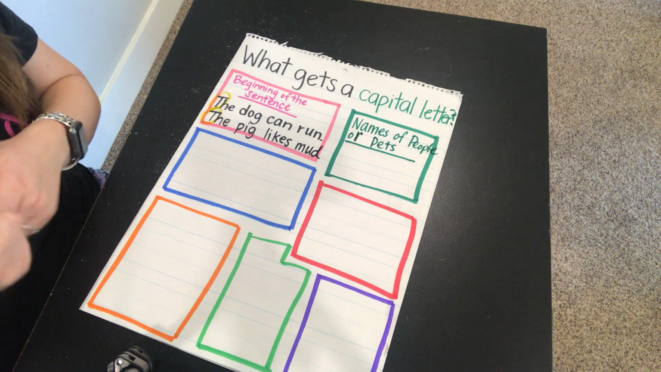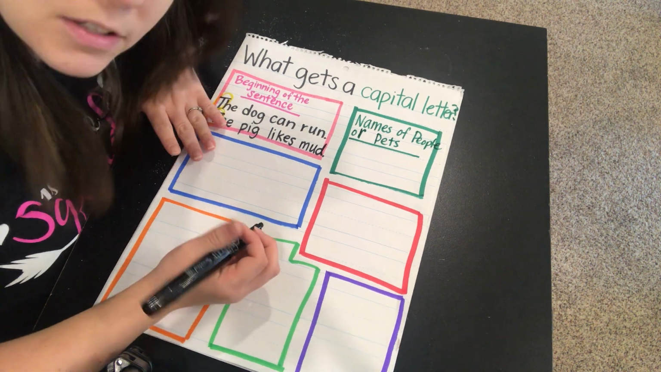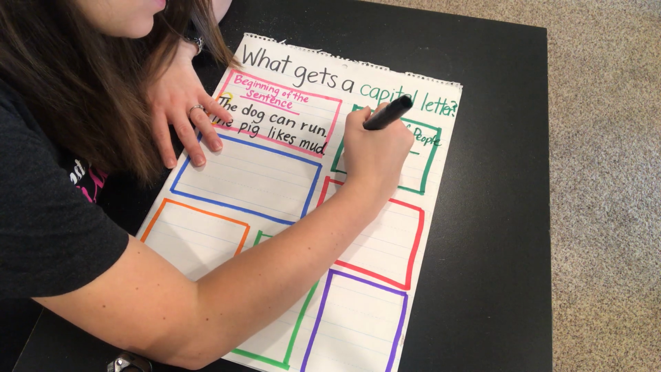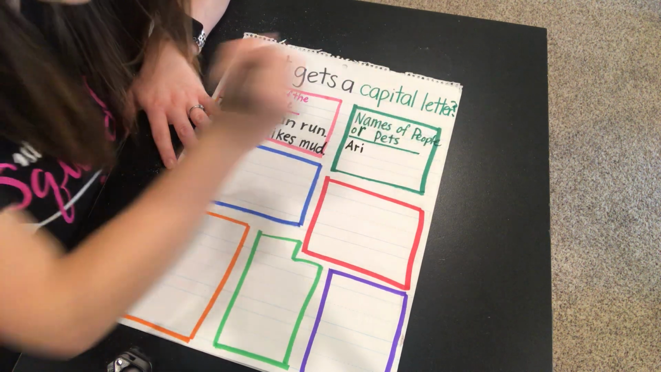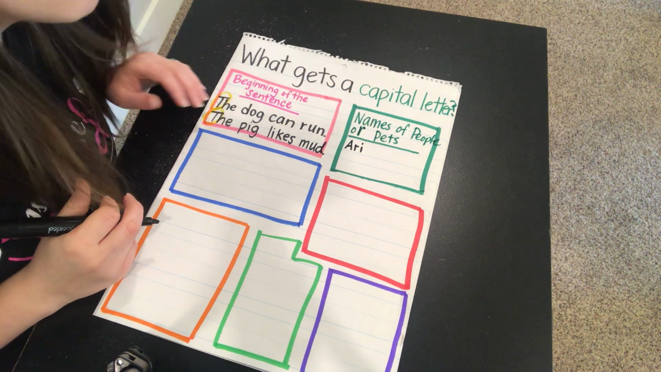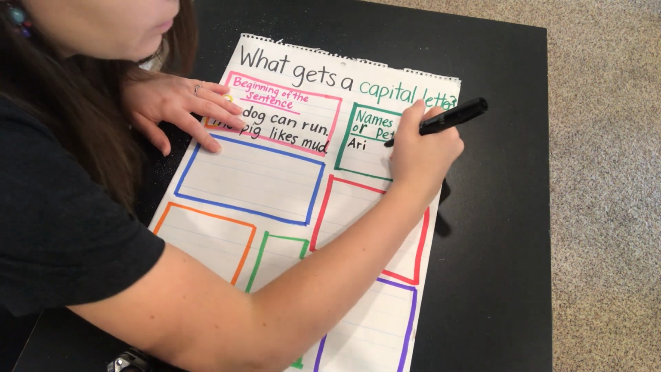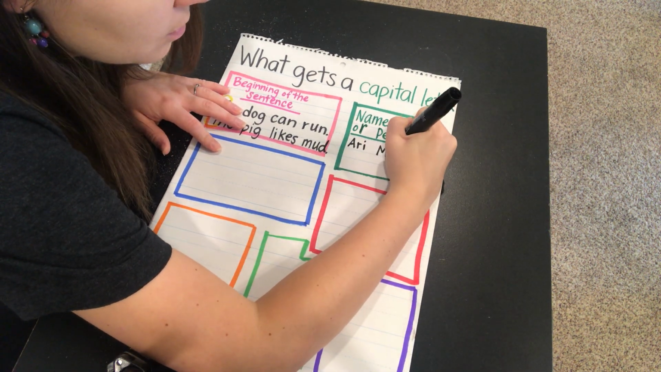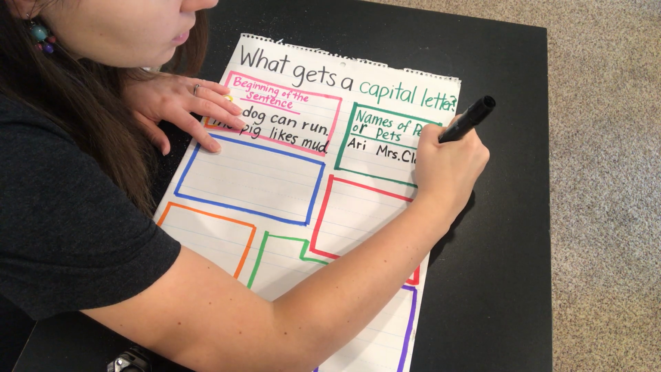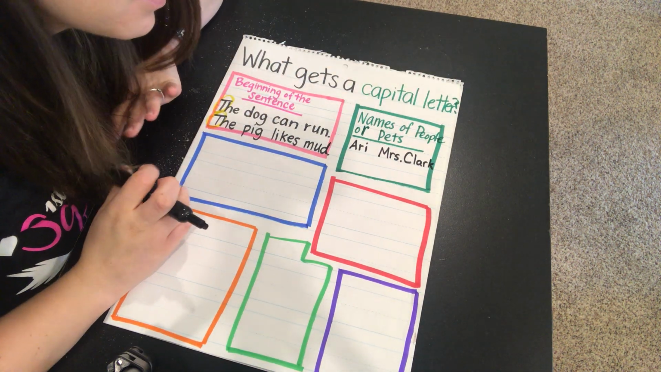So if I wrote, for example, Ari. If I wrote Ari's name, I would need to start Ari's name with a capital letter. So I would write capital A-R-I. Ari. I started with a capital. If I wrote Mrs. Clark, my name, it needs a capital letter. Capital M-R-S, period, and then capital C for Clark. Okay, so I actually have 2 capital letters in my name.